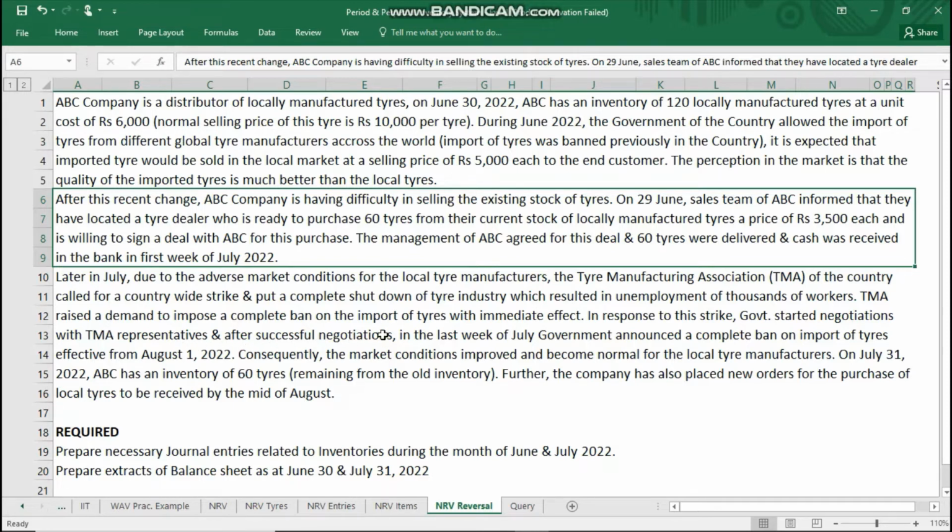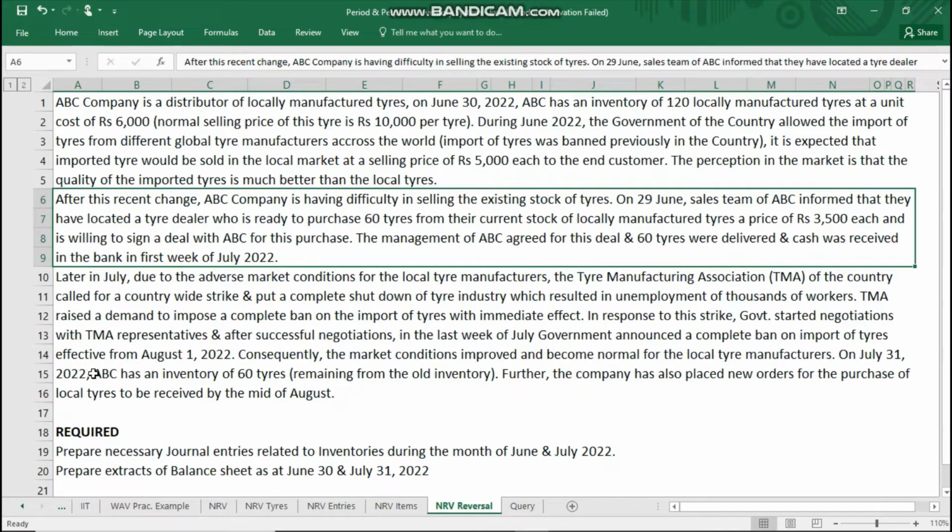And after successful negotiations, in the last week of July, government has announced a complete ban on import of tires effective from August 1, 2022. Consequently, the market conditions improved and became normal for the local tire manufacturers.